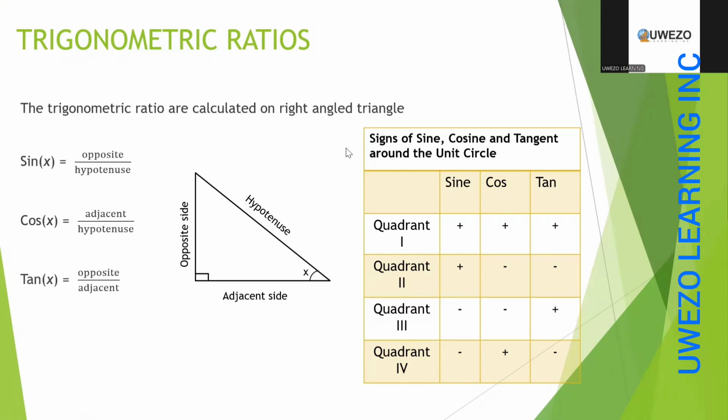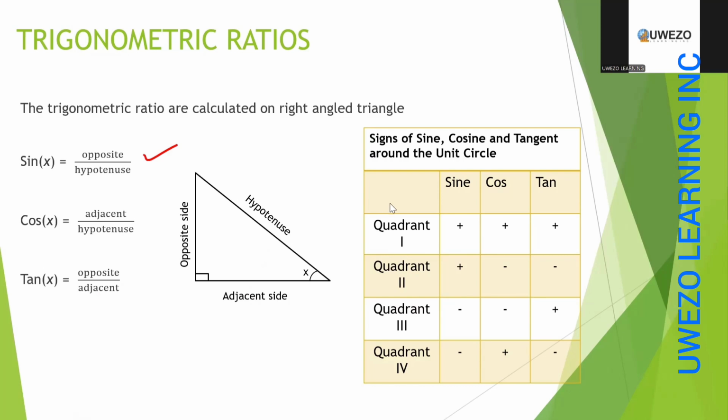Trigonometric ratios are calculated only on right angle triangles. In a right angle triangle, the sine of the angle is the opposite side divided by the hypotenuse. Similarly, cosine is the side adjacent to x degrees divided by the hypotenuse. Tan of the angle is opposite side divided by the adjacent.